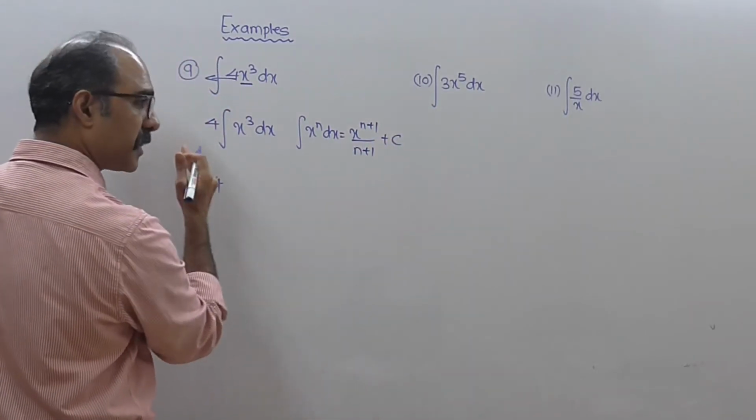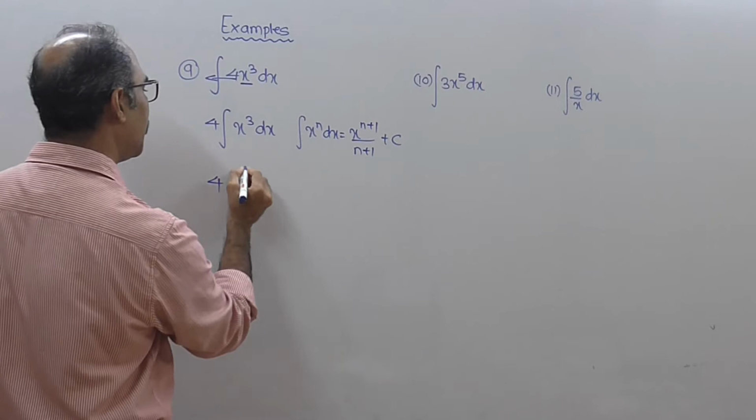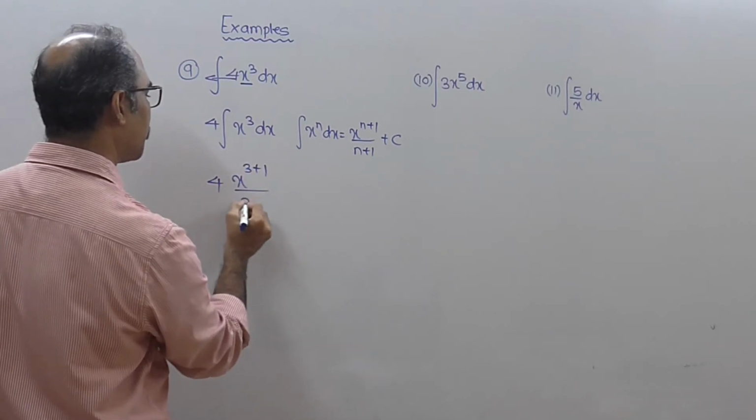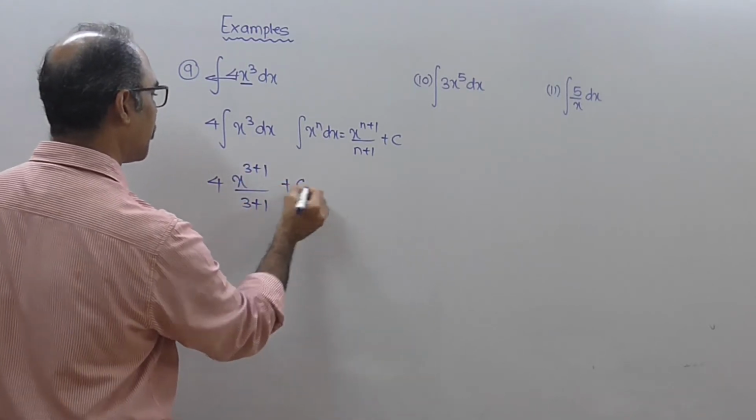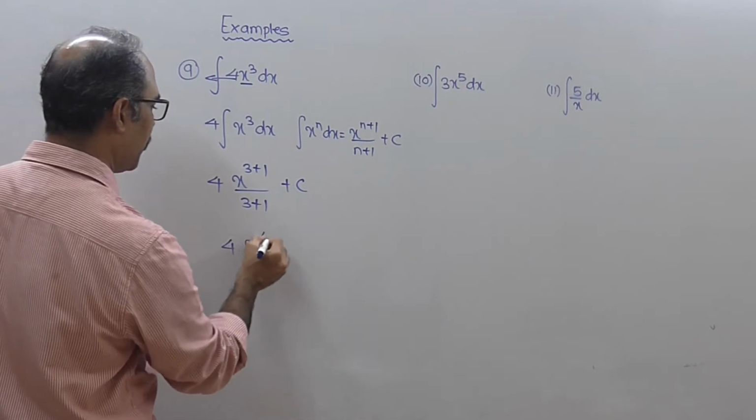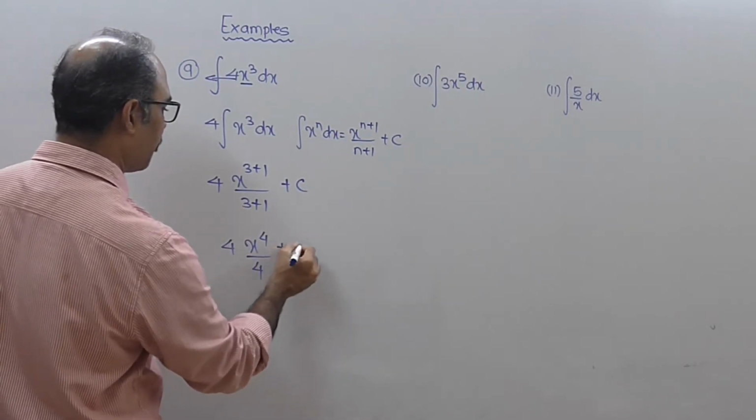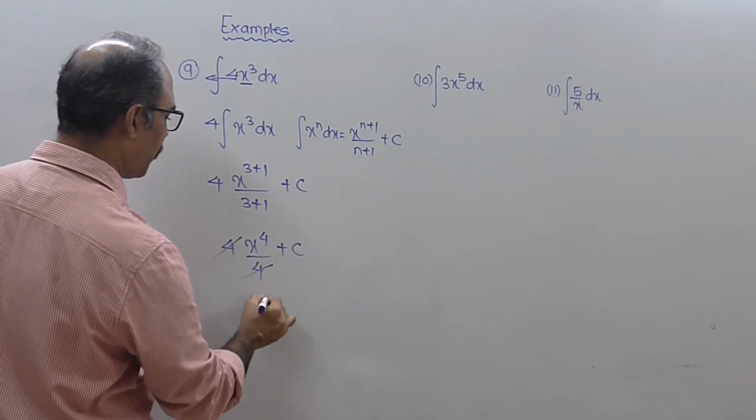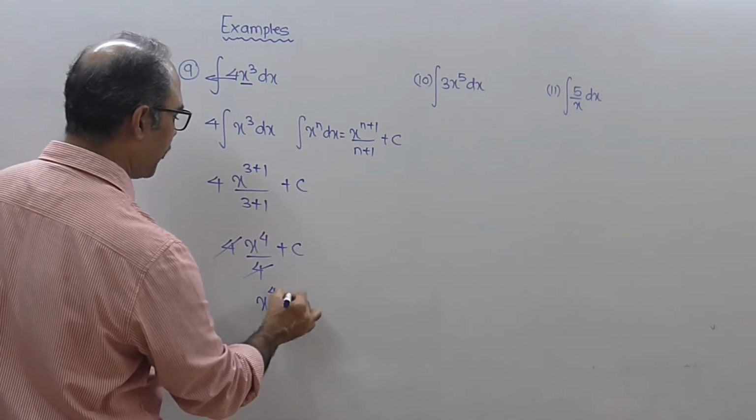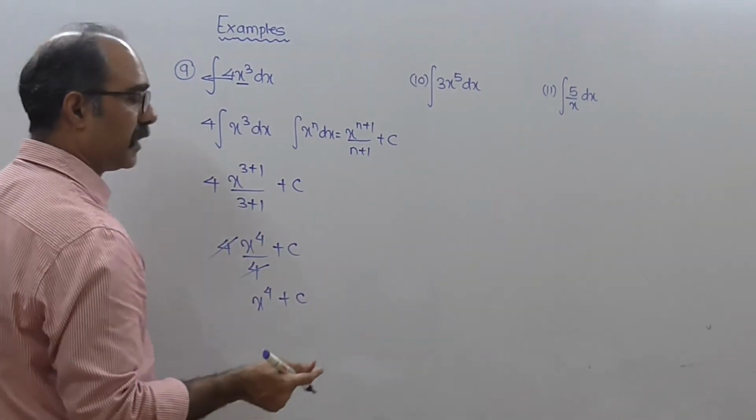So 4 is a constant, push it before the integration sign. You get x raised to 3 plus 1 upon 3 plus 1 plus c. This is 4 x to the power 4 upon 4 plus c. Cancel 4 and 4. I hope the answer for this will be x raised to 4 plus c.